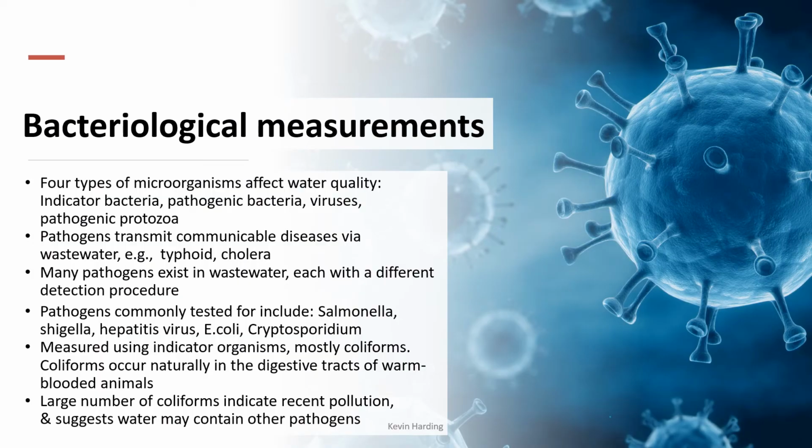In terms of the bacteriological measurements, again, I'm not going to worry about this in terms of numbers and testing you on how to calculate this, but just so that you are aware of it, there are various measurements when it comes to bacteria and microorganisms. There are firstly 4 types of microorganisms that can affect water quality. So it'll be indicator bacteria, pathogenic bacteria, viruses, and pathogenic protozoa. These can transmit various diseases, including typhoid and cholera.